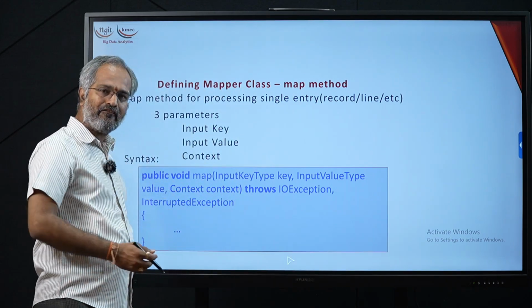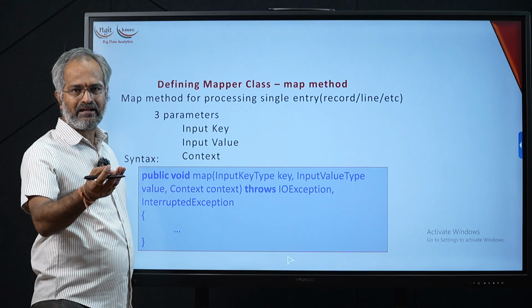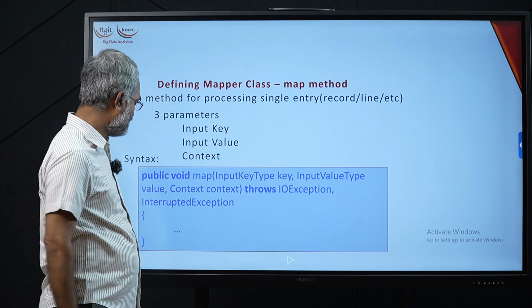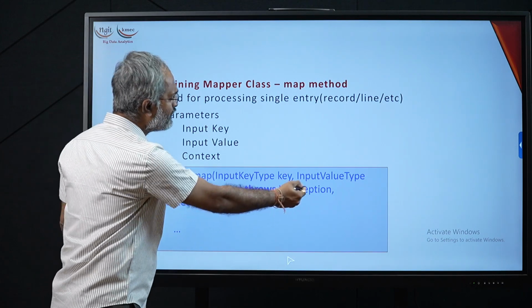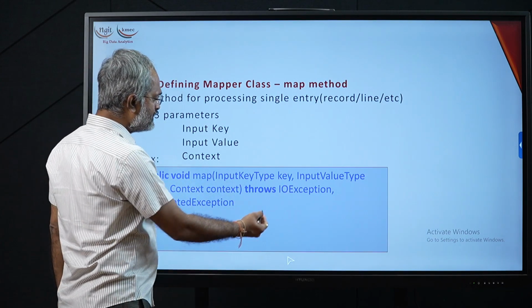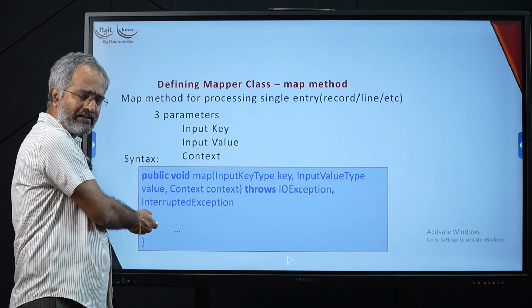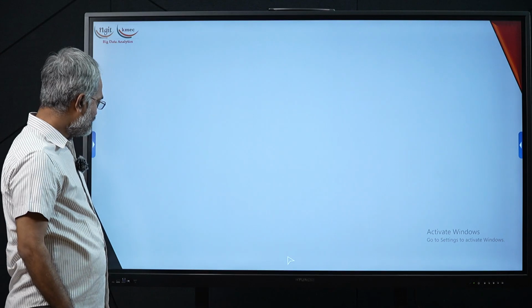So the context has the output key type and output value type. These two can be written onto the context only. And it throws exceptions that we have to handle, that is throws IOException and InterruptedException, and inside that you can write your own code, right?